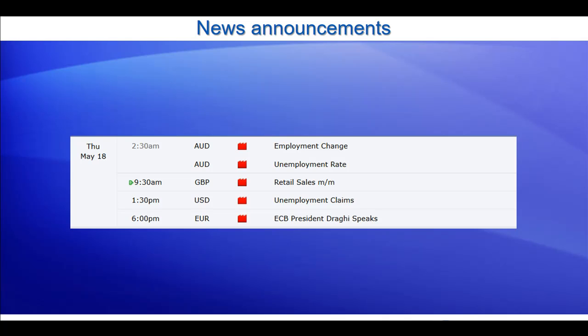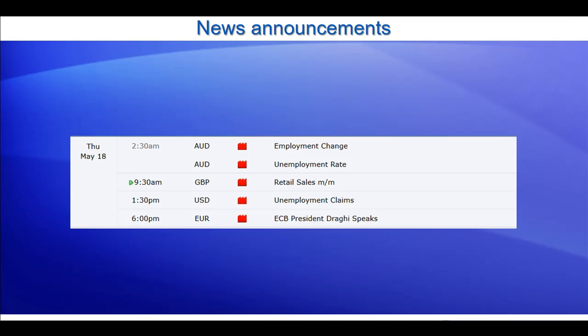We've also got news out on sterling on retail sales, as well as fortnightly unemployment claims coming out on the greenback, and that's followed later on this evening by European Central Bank President Draghi having a talk. So a fair amount of news out today. Let's turn our attention straight to the charts and see how they're faring.